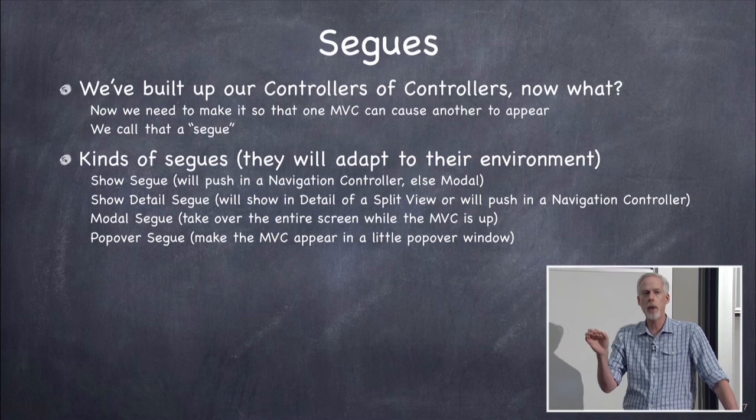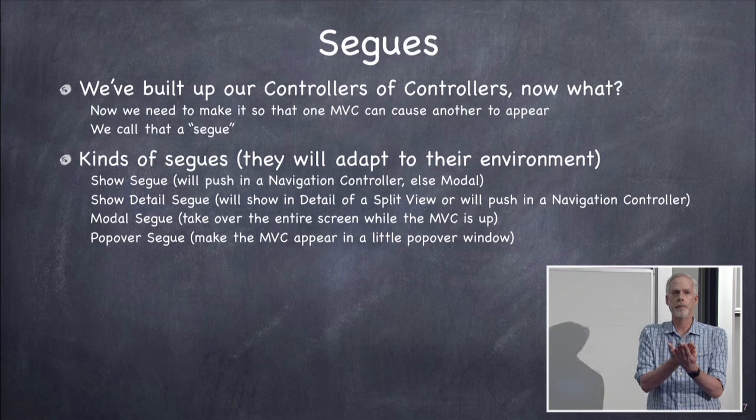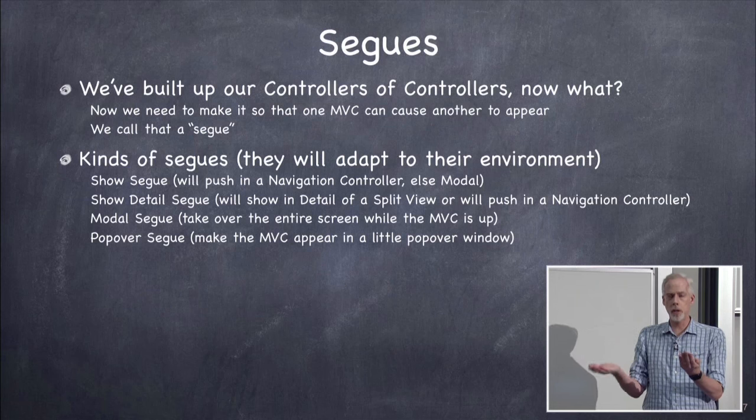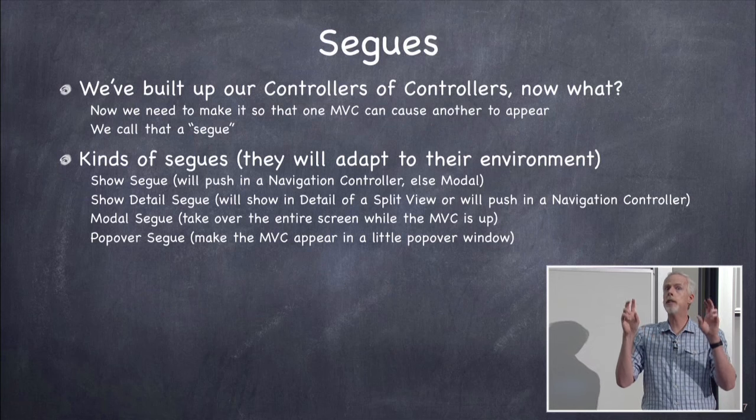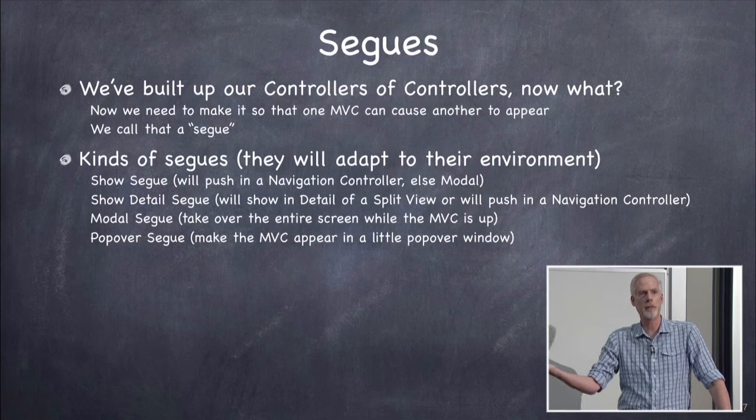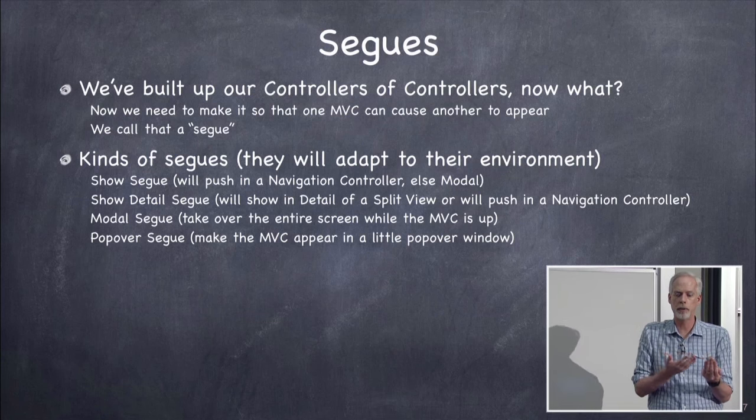There's a show segue. That means you're in a navigation controller, slide a card on. Okay. There's show detail, which if you're in a navigation controller still means slide a card on. But if you're inside a split view, it means put this new MVC where the detail goes. That's why it's called show detail. So show detail behaves differently depending on whether you're in a split view or you're in a navigation controller.